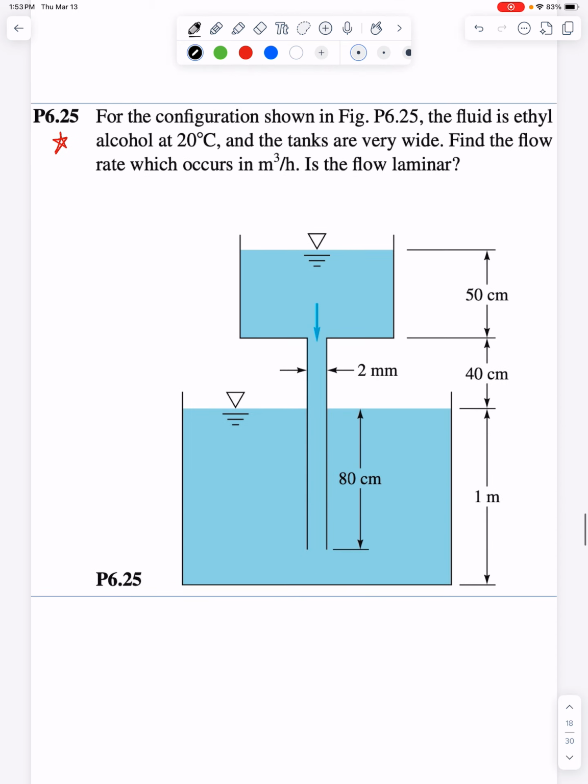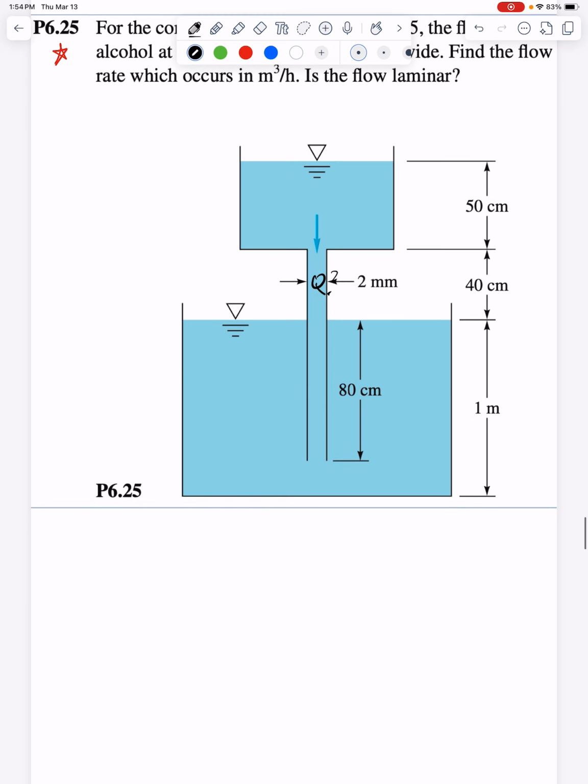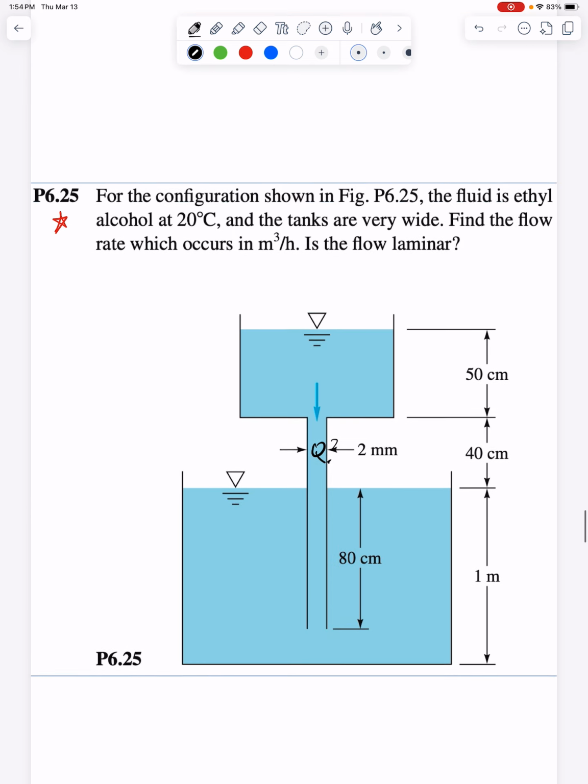Last problem. Now, in this problem, we have two reservoirs stacked on top of each other. Think of it as like a chocolate fondue fountain. That's how I think of this problem. Top reservoir, there's liquid flowing down to the second reservoir. And basically, we're trying to figure out what the flow rate is through this pipe. Most of the things we're given are geometry-based properties, but we're given that we're working with ethanol alcohol.